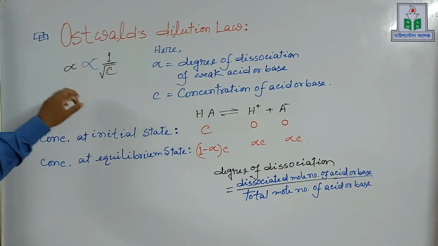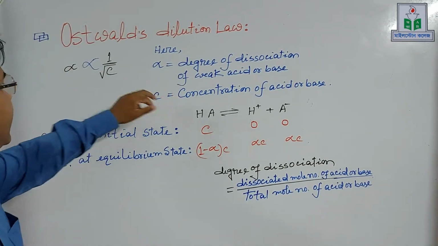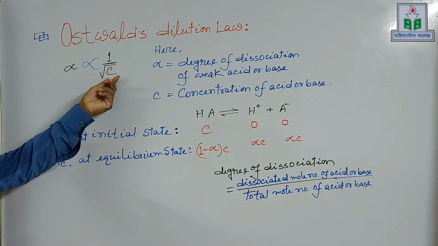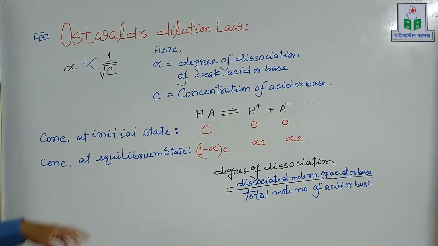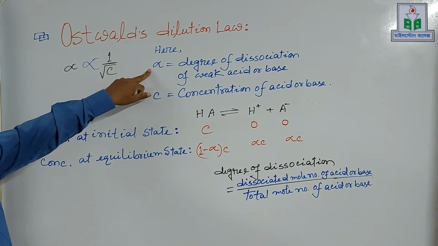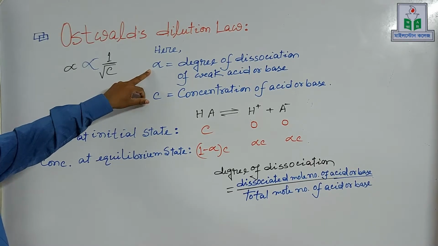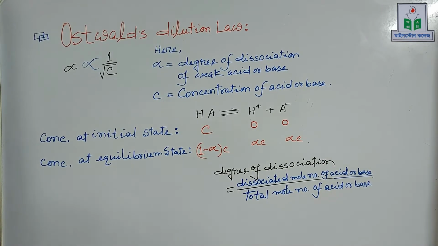Ostwald's dilution law: the degree of dissociation of a weak acid or base is inversely proportional to the square root of the concentration of that acid or base. Let the degree of dissociation of the acid or base be alpha and the concentration be C. According to Ostwald's dilution law, alpha is proportional to 1 by root over C.